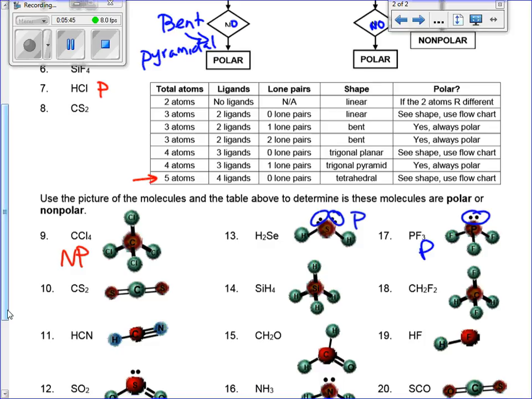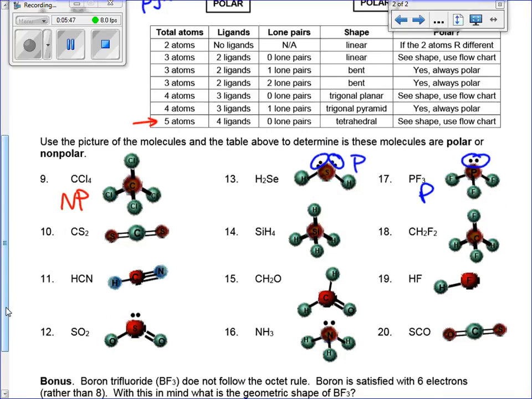Okay. Now we're looking here at a couple others. Let's check them out. This is a good one: formaldehyde, number 15. The central atom is carbon. We have oxygen and 2 hydrogens. Are our ligands the same? No, the ligands are not the same. So therefore, it's automatically polar. Good. This one would be polar. Very good.